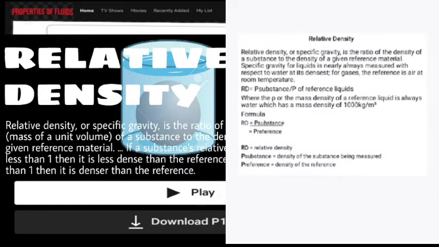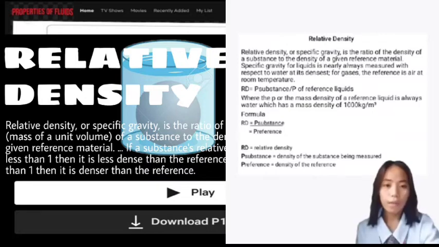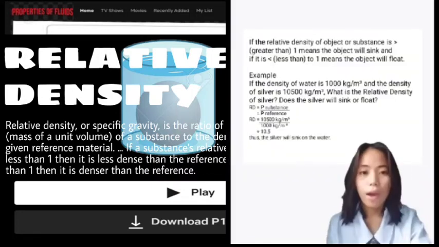RD is equal to P substance over P of reference liquid, where the P or the mass density of a reference liquid is always water, which has a mass density of 1,000 kg per cubic meter. The formula for relative density is RD is equal to P substance over P reference. You have two examples here and you can solve it. Just simply divide the P substance by the density of reference, which is the water.